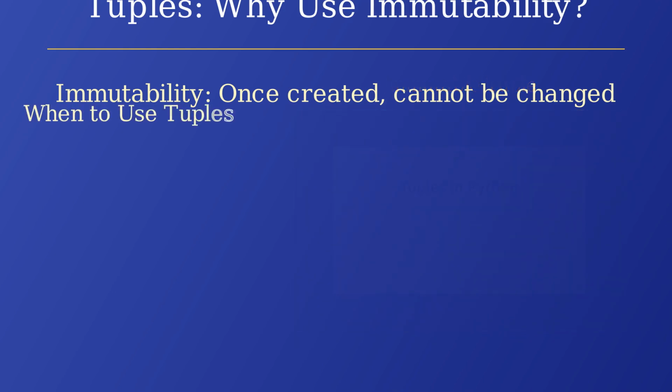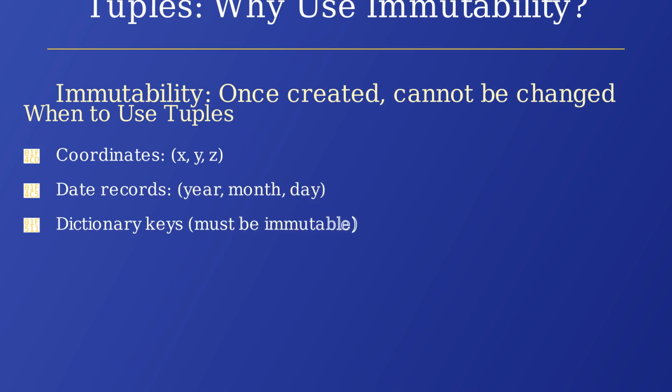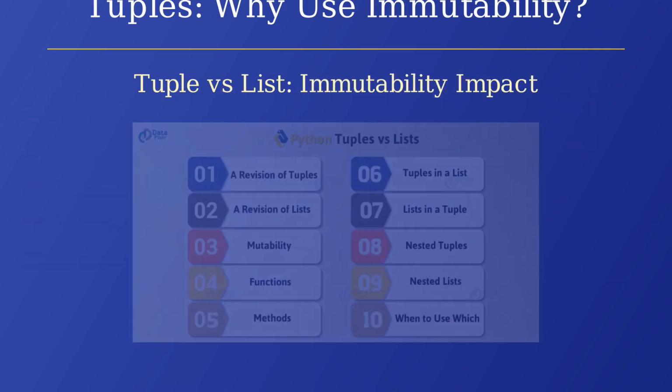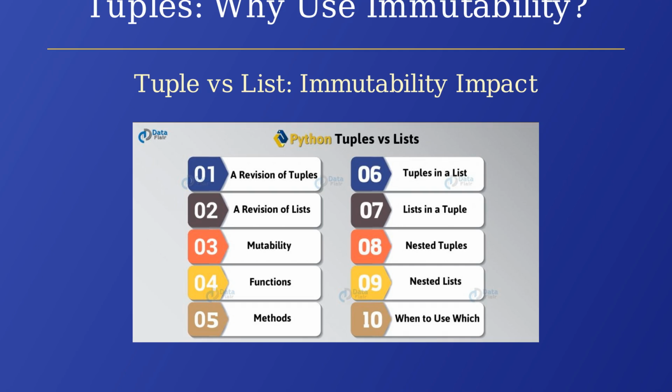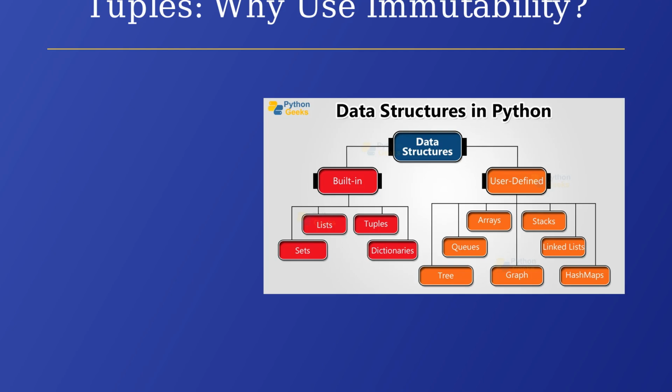When should you use tuples? They're perfect for representing fixed collections of data that shouldn't change, like coordinates, date records, or RGB color values. Tuples offer advantages over lists in terms of integrity and performance. When choosing between them, consider whether your data needs to be modified after creation. Understanding immutability is crucial for selecting the right data structure. Tuples are just one of Python's built-in immutable types, alongside strings and frozen sets.